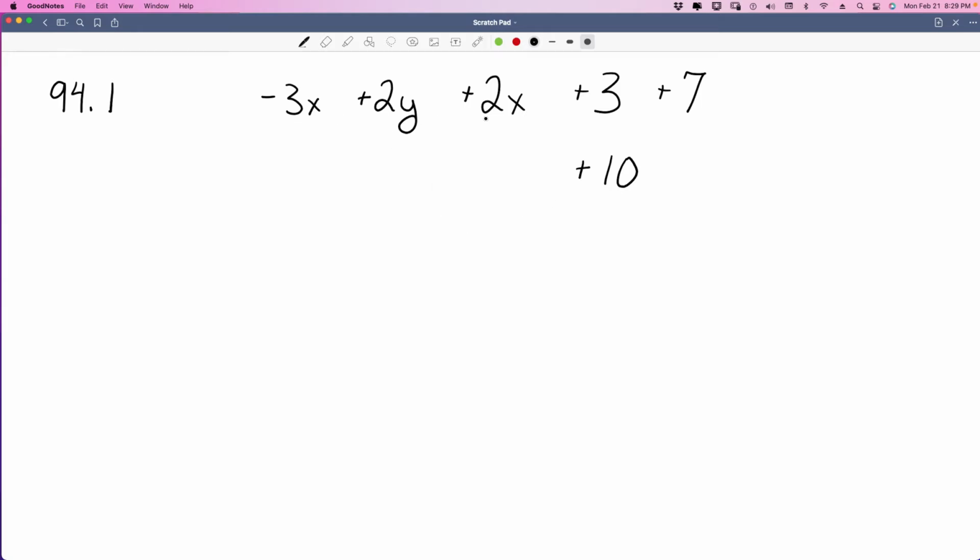So now I'm going to look for some more like terms. And I see a negative 3x and a positive 2x. Now we know when we have two numbers of different signs, and one of them is negative, we're going to subtract the smaller from the larger and use the sign of the larger. So in this case, 3 minus 2 is 1, and because the 3 is the bigger number, it's going to be a negative 1. So we're going to write negative 1x. And then we have a 2y all by itself. It's a positive 2y. There are no like terms for it, so it just stays positive 2y.